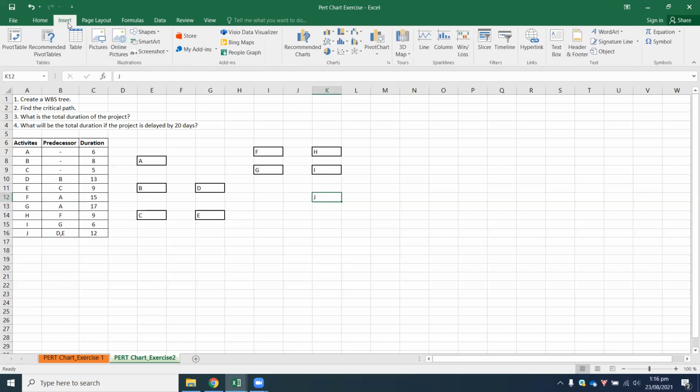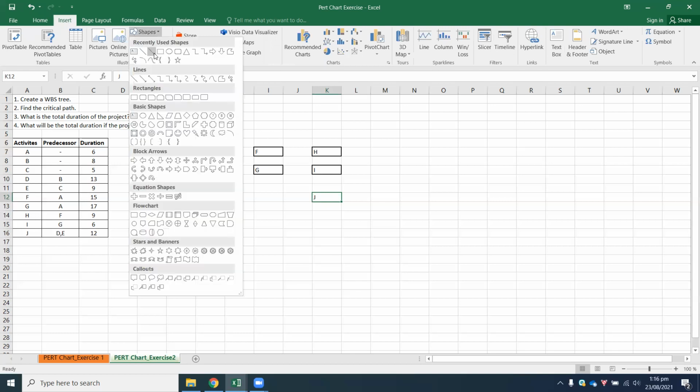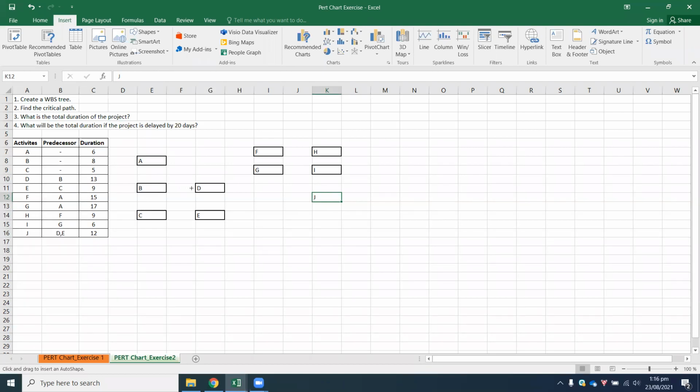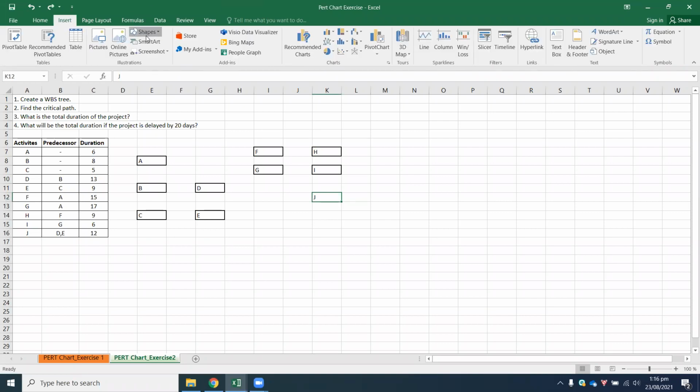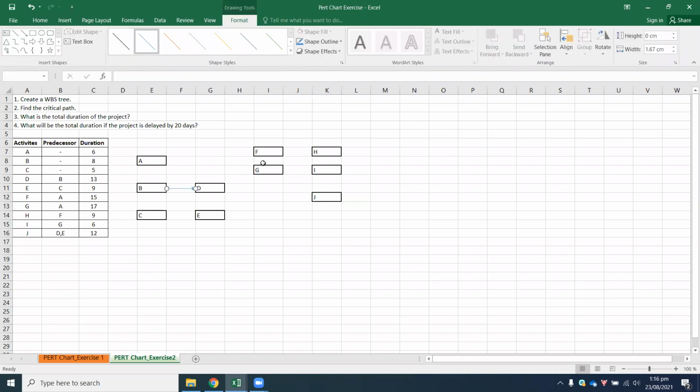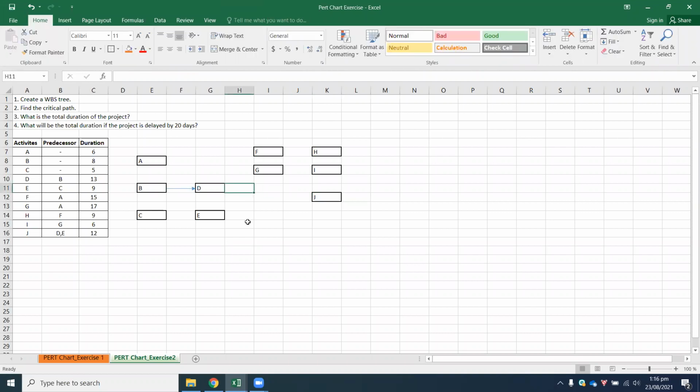From here, I'll go into insert and then shapes, and then I'll pick up an arrow. From here to here, that's how it connects. If I want to make my arrow straight, I'll press and hold the shift key. That will give me a straight line. Then I'll release the click and then remove my finger from shift.